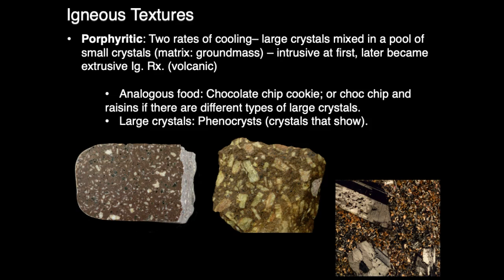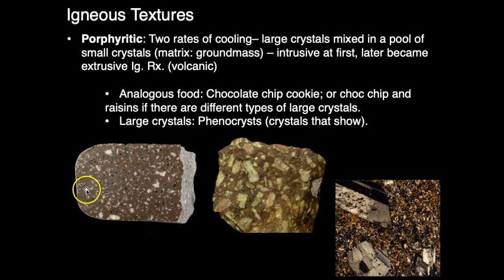The analogous food for this type of texture is something like a chocolate chip cookie, or maybe a chocolate chip and raisin cookie, if there are different types of phenocrysts inside of that matrix, like the case on the left over here.